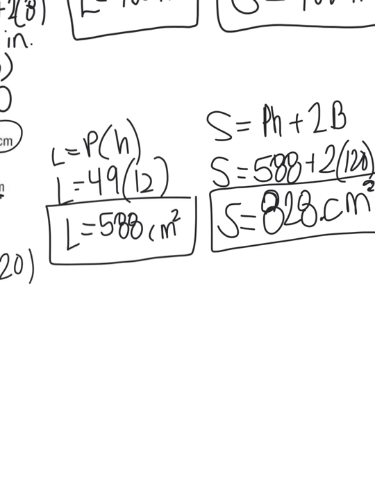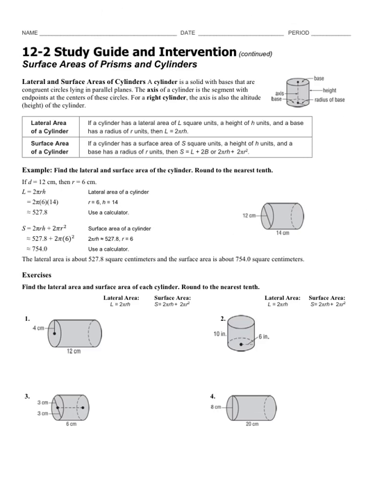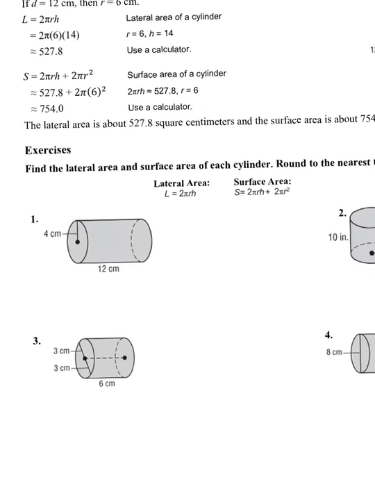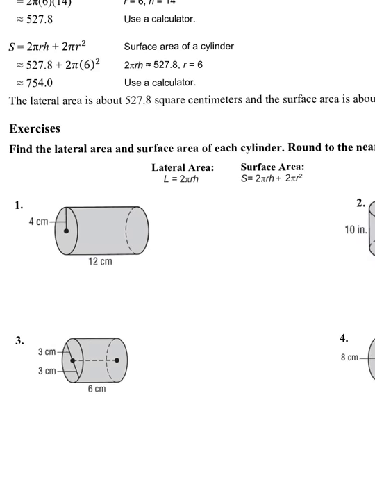Now we're going to go to the next page, which is on cylinders. Now cylinders, there's nothing that's going to change with cylinders. I have lateral and total surface area. I have 2 formulas here. All I need to know is what's the radius and what's the height of the prism. That's all I need to know, and I can plug them into both equations right away.